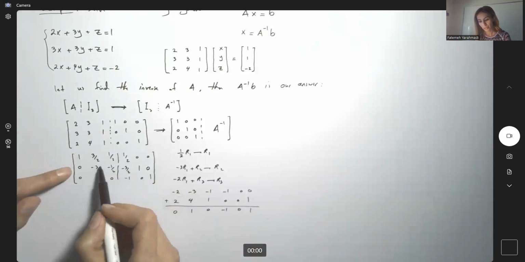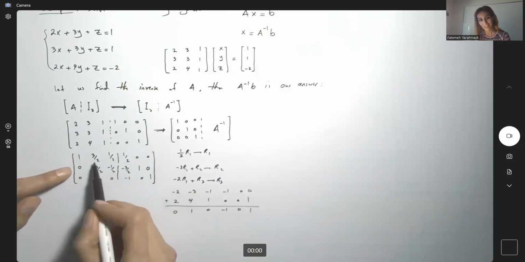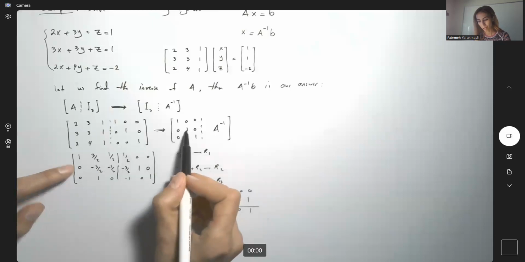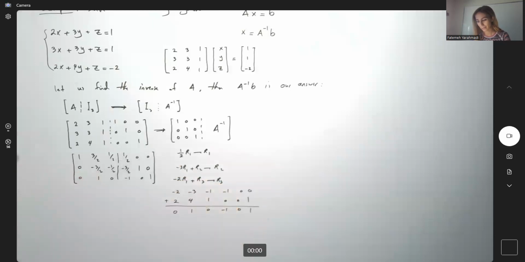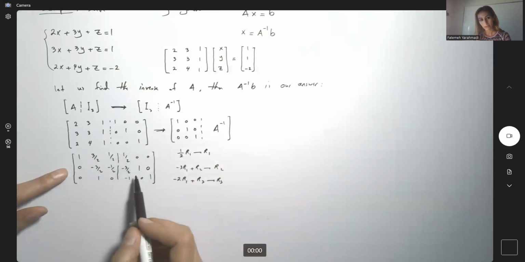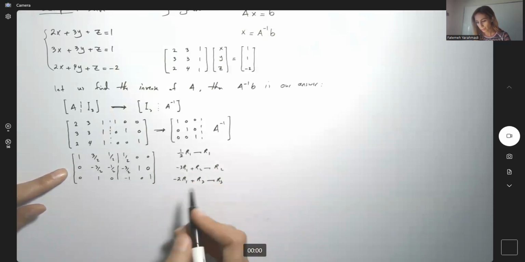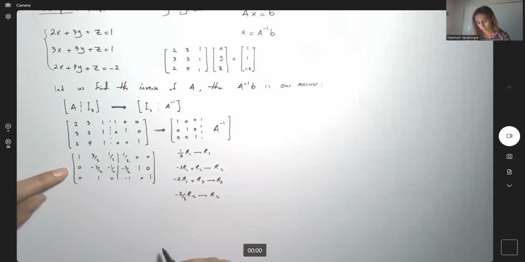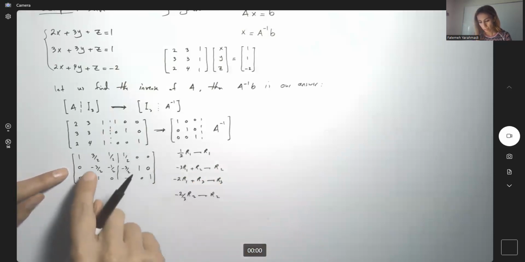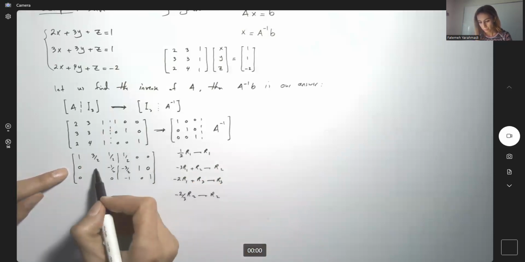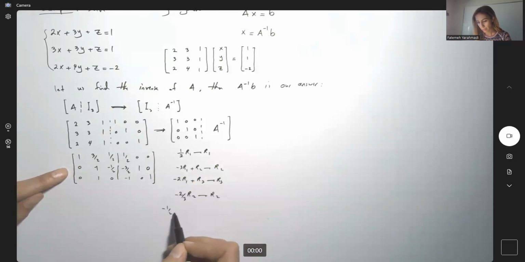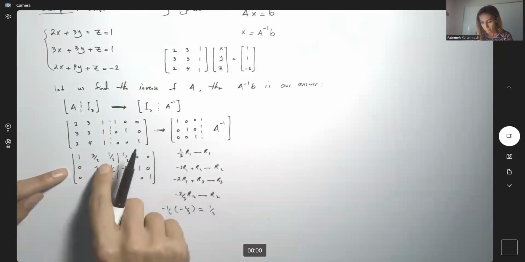Now we're going to move to the second element here, which must be 1, but it is -3 halves. What are we going to do? We're going to multiply the second row by -2/3. Negative 2/3 times R2 becomes our new R2. So this is just 1, and negative 1/2 times negative 2/3 becomes 1/3.